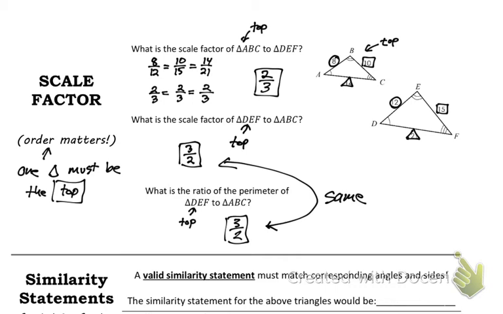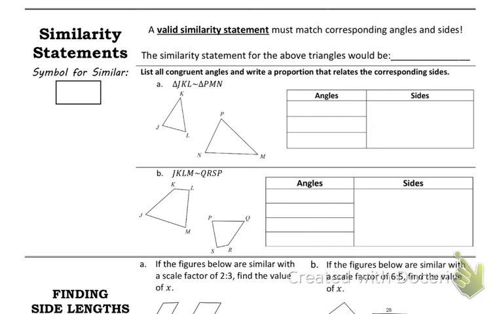All right, similarity statement, and then we'll get to some examples. Similarity statements. A valid similarity statement must match corresponding angles and sides. Hang on, real quick. The symbol for similarity is that guy. Isn't that the top symbol for a congruent statement? Yes. Huh. It's almost like a congruent statement has a similarity statement built into it.